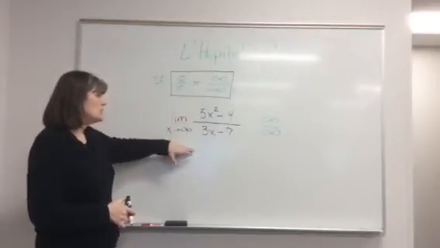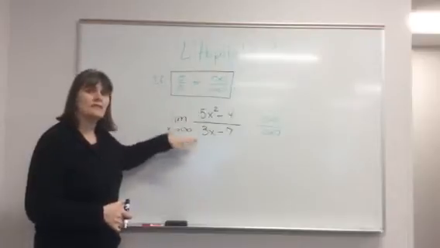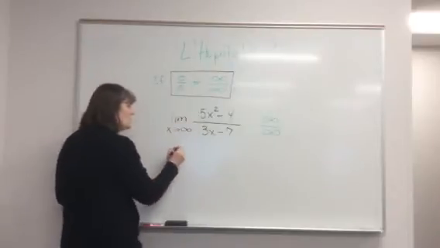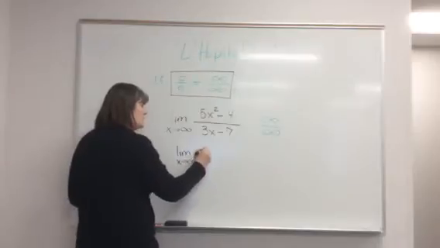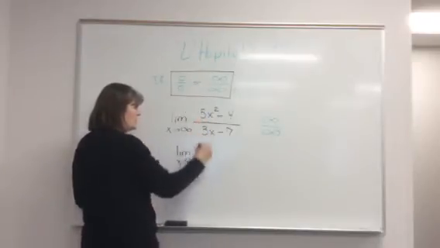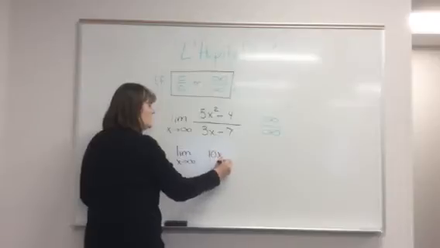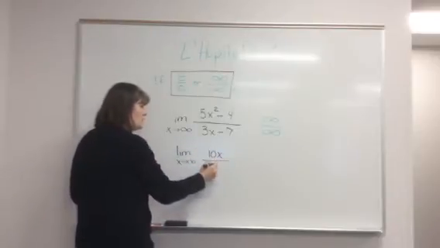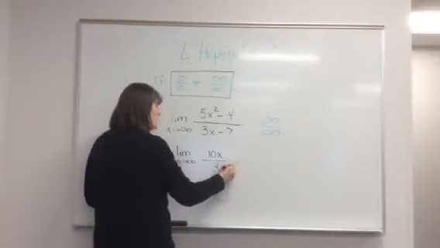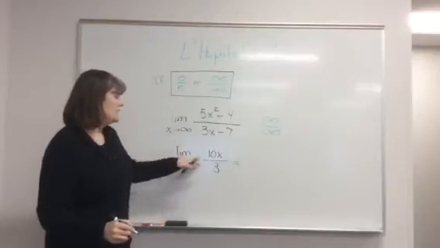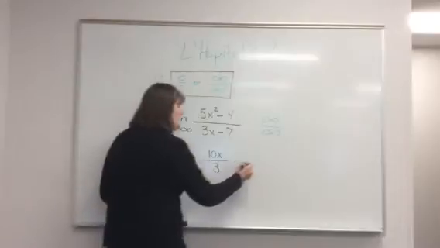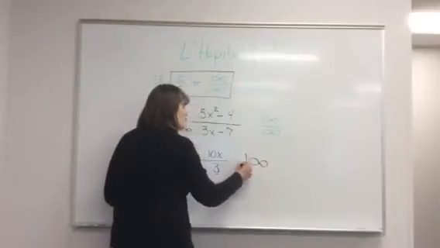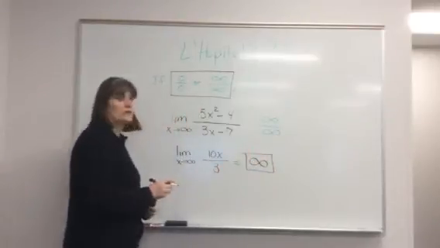Now, L'Hopital's rule says we could take the derivative. So I'm going to do that. I know that we've done this other ways, and you may already know the answer. If I take the derivative of the numerator, I get 10x. Take the derivative of the denominator, we get 3. Now if I plug in infinity, I get infinity divided by a constant. Well, that is a large number. So this limit grows without bound.